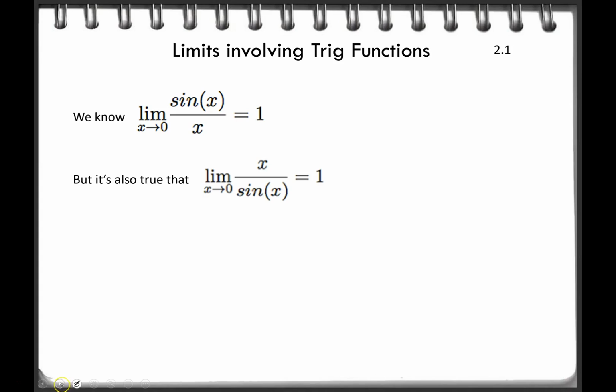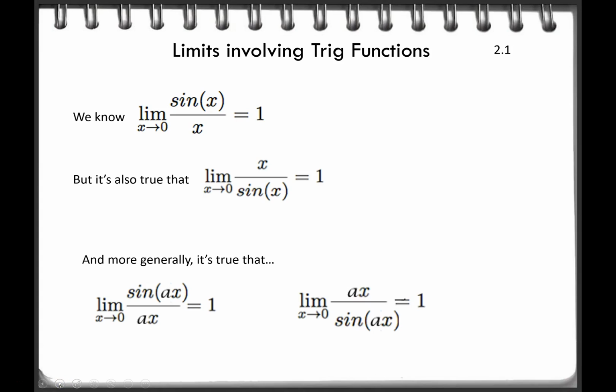But more generally, we can say that the limit as x approaches 0 of sine ax over ax equals 1. We could also say the limit as x approaches 0 of ax over sine of ax equals 1. And if you don't know what I'm talking about, I'm just saying if you put a number like 5 in like that, our answer is 1.